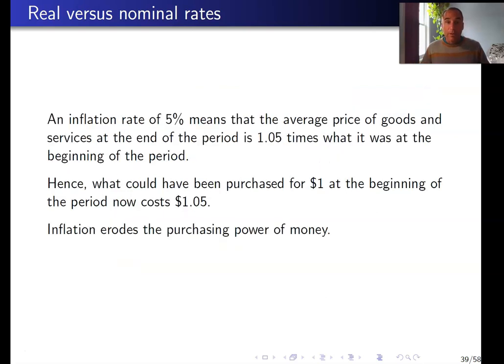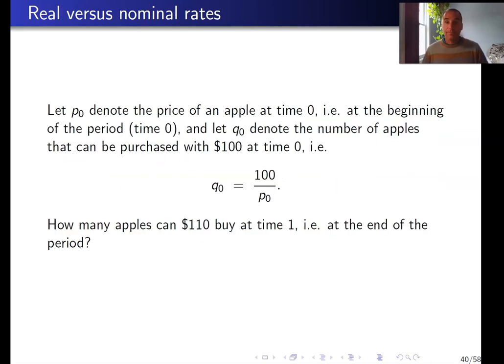But now how much more goods and services can you buy? With an inflation rate of 5%, goods and services are 1.05 times more expensive than at the beginning of the period. So what you were able to buy for $1 at the start of the period now costs $1.05. Let's compute the return on this investment in terms of goods and services.